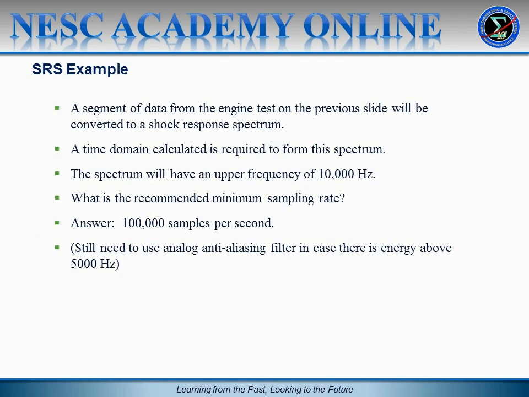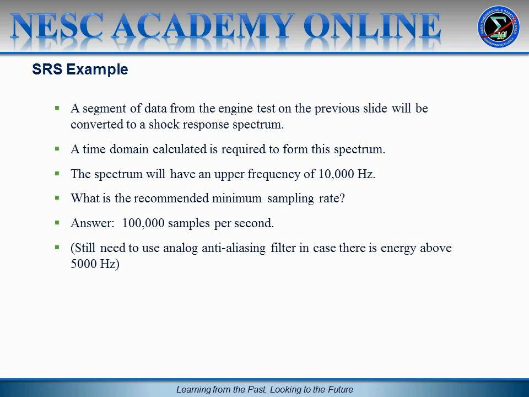Now let's take a segment of accelerometer data from our engine test in the previous slide, and let's convert that to a shock response spectrum, or SRS. Now the SRS is a time domain calculation, and in this case our maximum frequency of interest for analysis purposes will be 10,000 Hz. So what is the recommended minimum sample rate for this case?